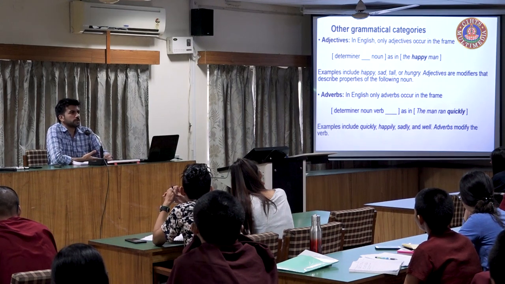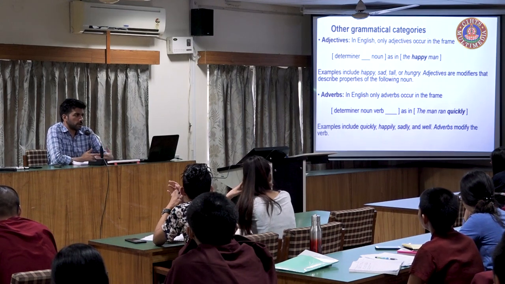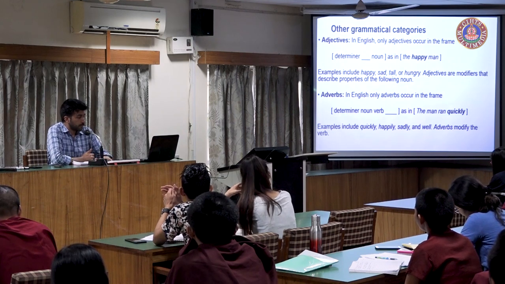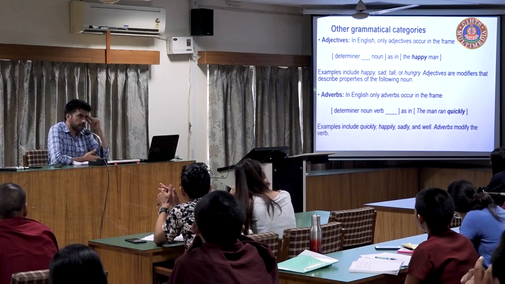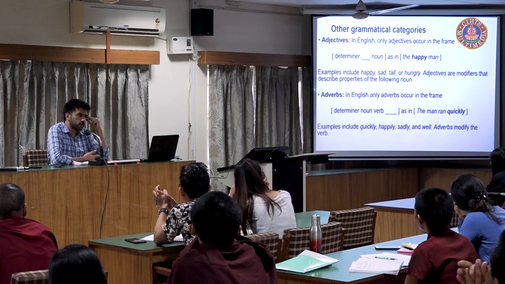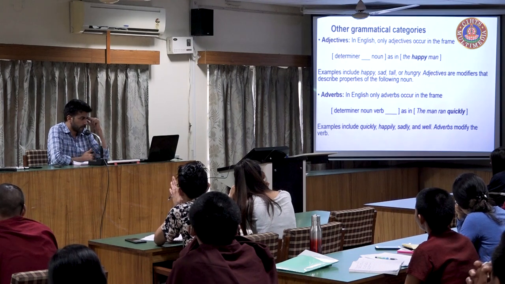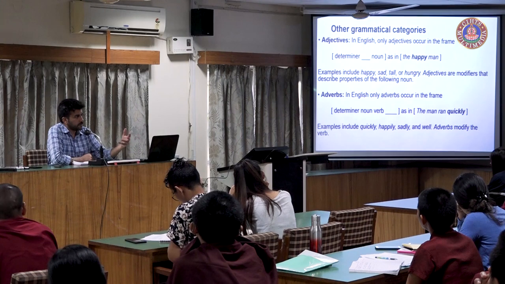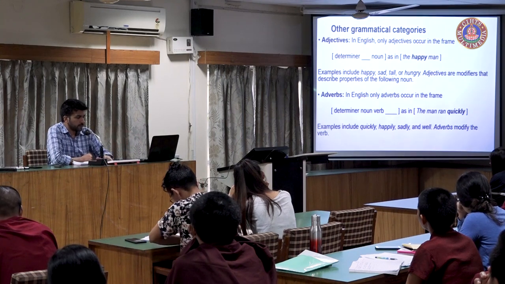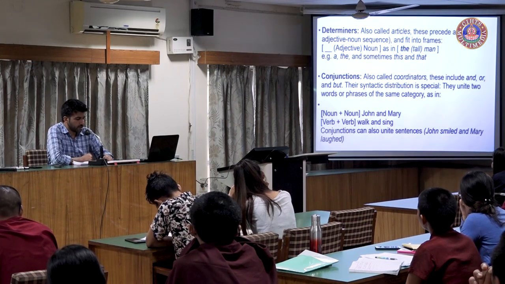Adverbs, what are adverbs? Adverbs also modify the verb. They also show information about the verb. To use an adverb, we will have to use the construction determiner followed by a noun, followed by a verb. The man ran quickly. How did he run? Quickly, happily, sadly. They laughed well. So adverbs also modify verbs.